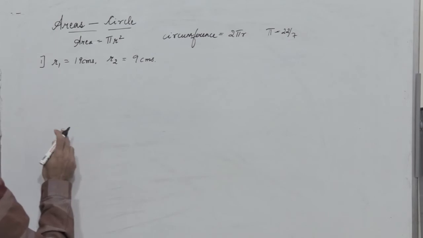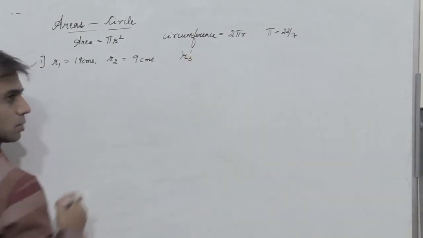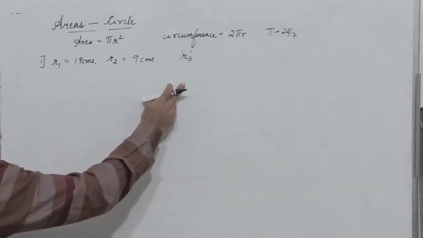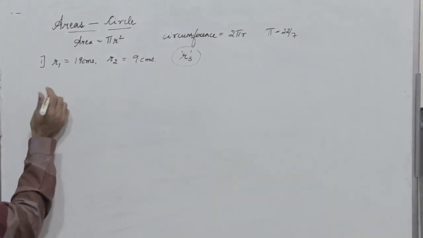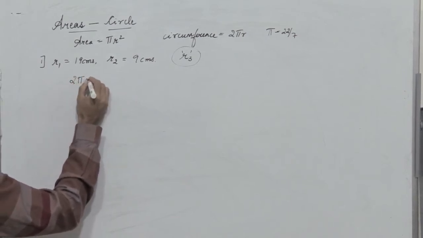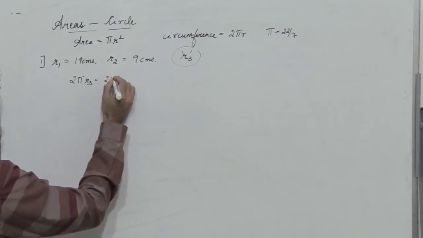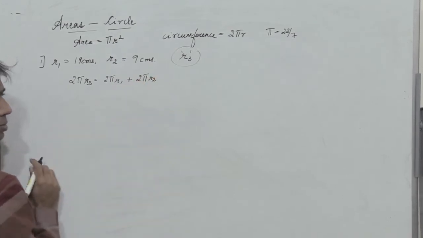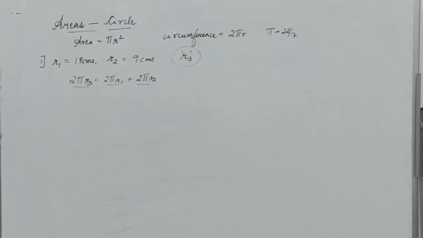So we need to find the radius of, say, the third circle, where the radius of this circle is such that the circumference of the third circle, that is 2 pi r3, is equal to the sum of the circumferences of the first two circles, which is 2 pi r1 plus 2 pi r2, right? So the circumference of the first plus second will give me the circumference of the third circle. I need to find r3.